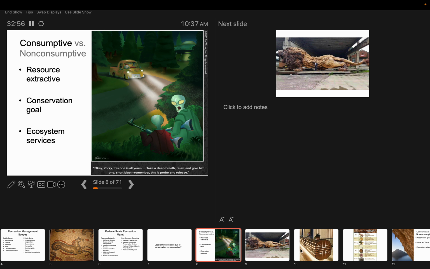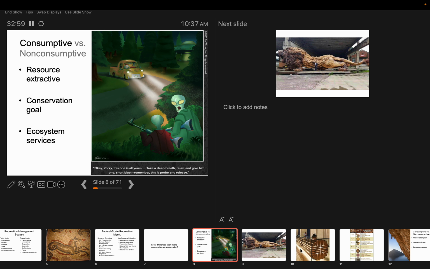We have, for our consumptive side of things, again, resource extraction, okay. The goal is conservation, not preservation, and a functional emphasis on high-quality ecosystem services. We are running national forests on purpose like a factory to produce board feet of timber, acres of rangeland, acre feet of drinkable water, watershed management, and mineral extraction.